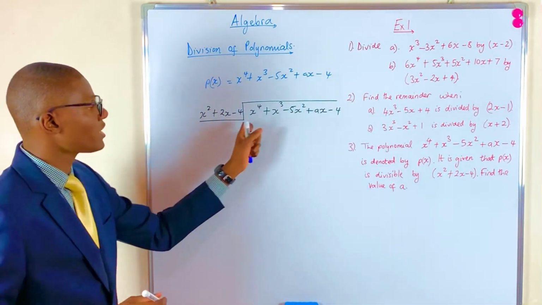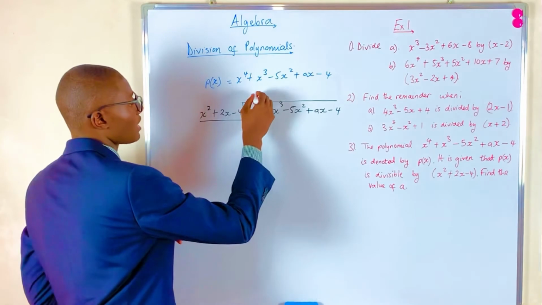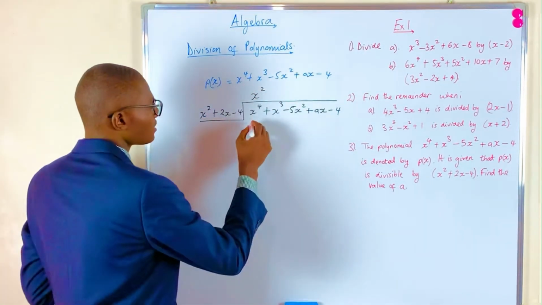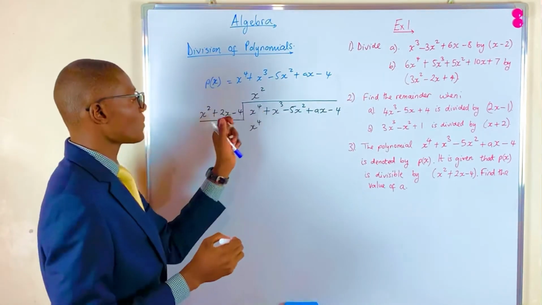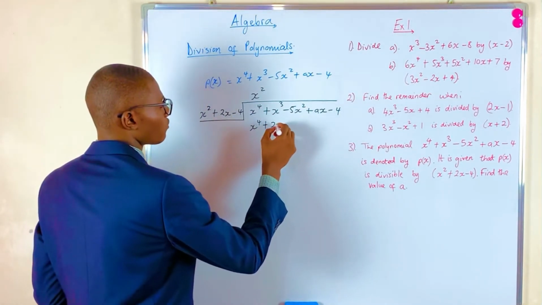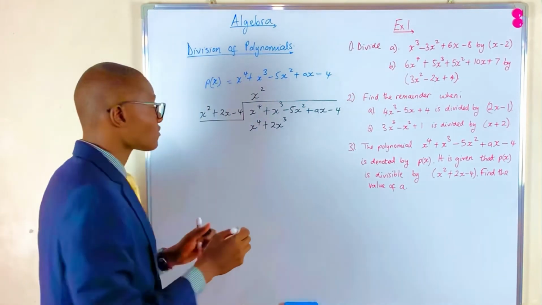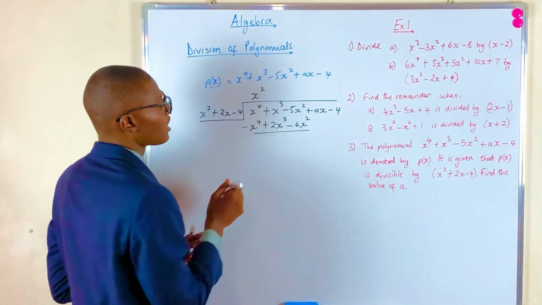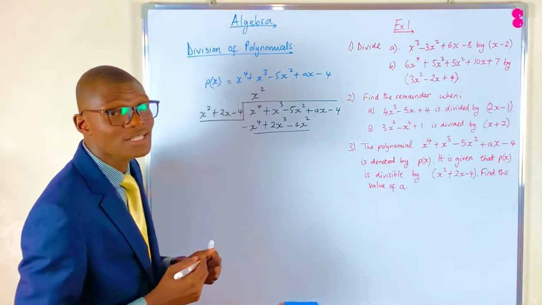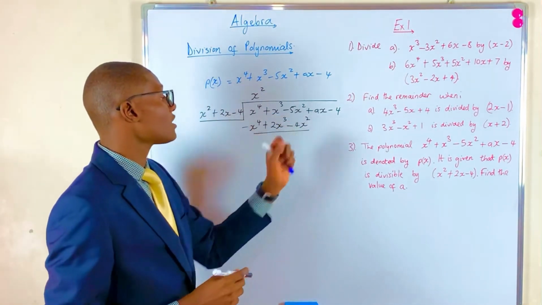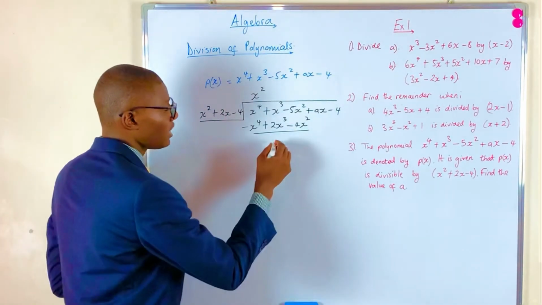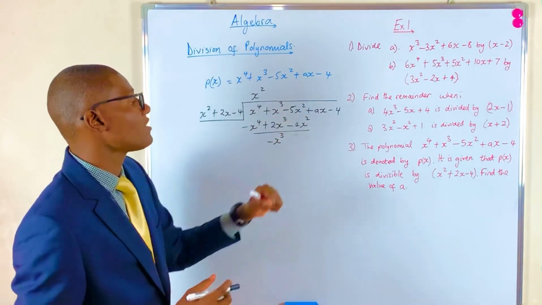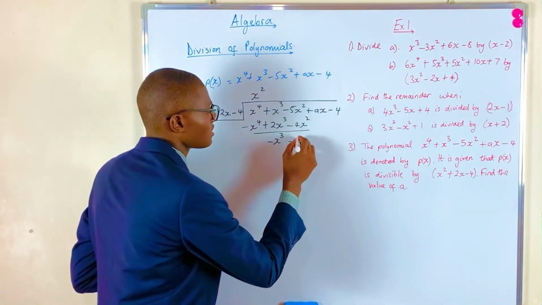Such that x squared into x to the power of 4, that will give us an x squared. And x squared times x squared, that's x to the power of 4. X squared times 2x, that's 2x to the power of 3. And x squared times minus 4, that's minus 4x squared. So now if you carry out the subtraction here, x to the power of 4 minus x to the power of 4, that's a 0. And x to the power of 3 minus 2x to the power of 3, that's minus x to the power of 3. Then minus 5x squared plus 4x squared, that's minus x squared.